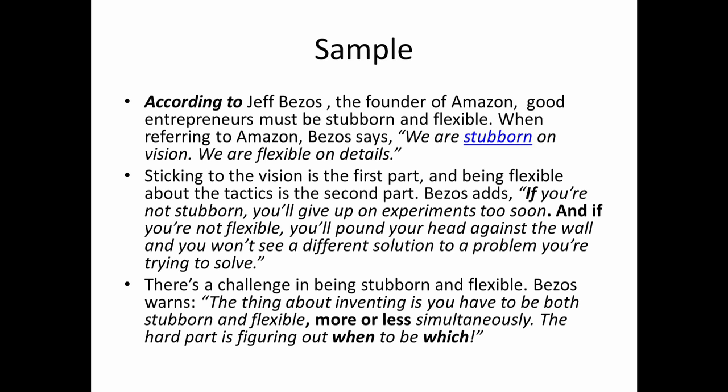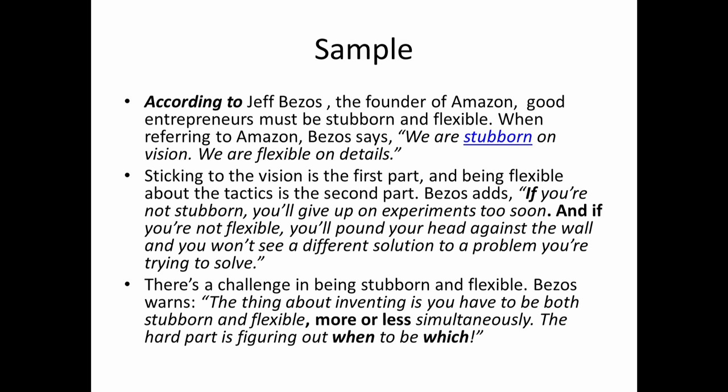According to Jeff Bezos, the founder of Amazon, good entrepreneurs must be stubborn and flexible. When referring to Amazon, Bezos says, we are stubborn on vision, we are flexible on details. Sticking to the vision is the first part and being flexible about the tactics is the second part. Bezos adds, if you are not stubborn, you will give up on experiments too soon. And if you are not flexible, you will pound your head against the wall and you won't see a different solution to a problem you are trying to solve.